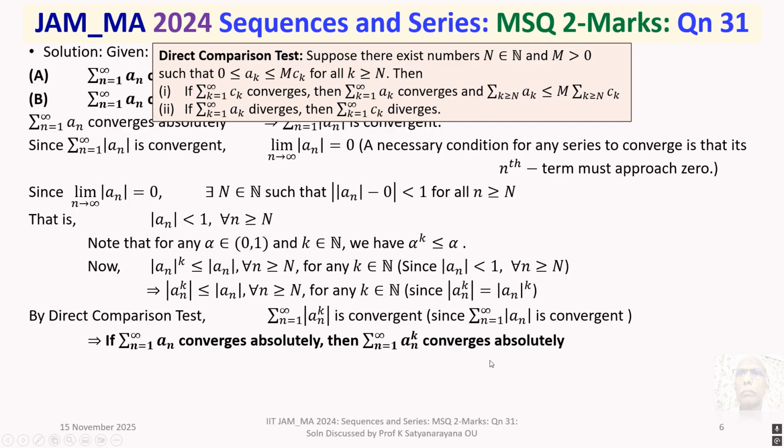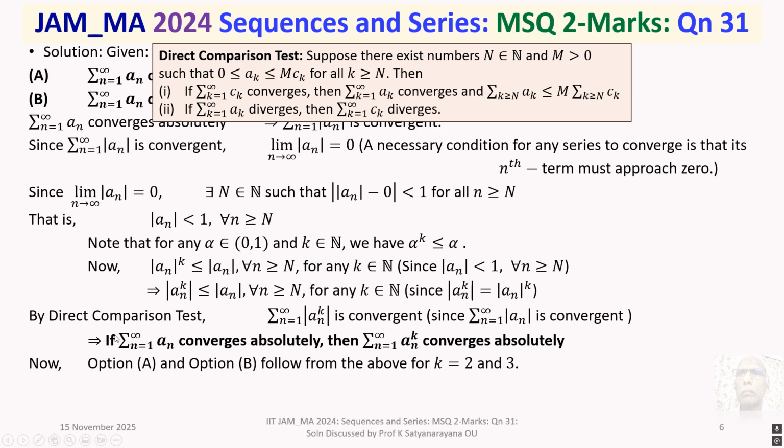But this also converges. A to the power of k converges absolutely. We are talking about absolute, therefore mod a to the power of k is convergent. It will imply sigma n equals 1 to infinity of a to the power of k converges absolutely. So option A and option B both follow from the above discussion for k equal to 2 and 3. Note down, this is a general proof we have constructed.